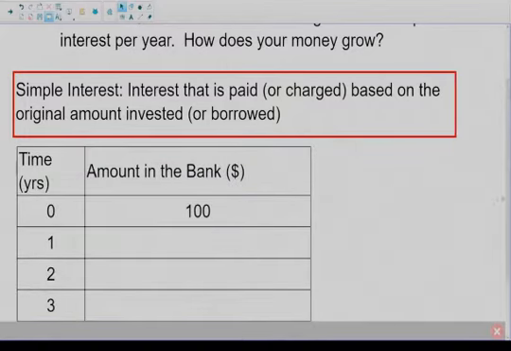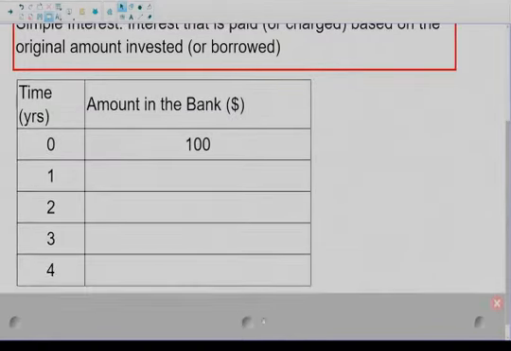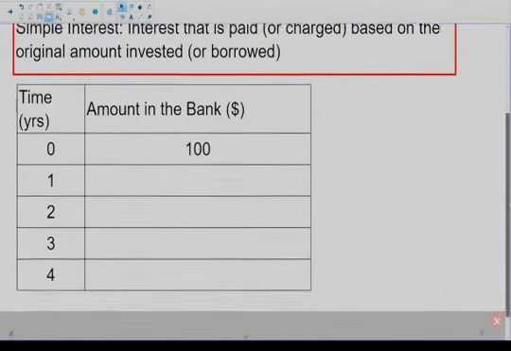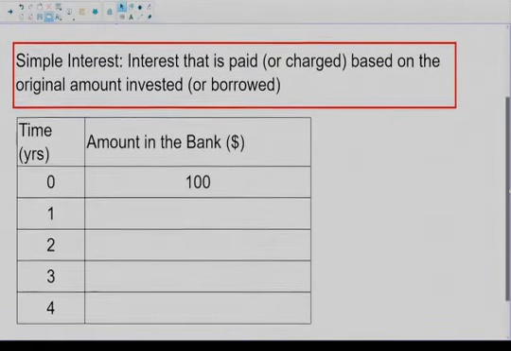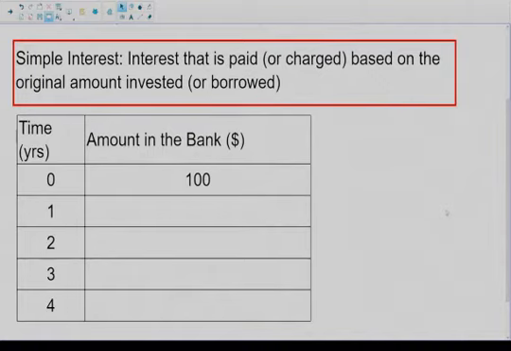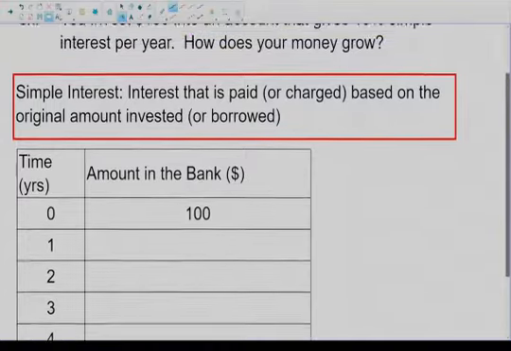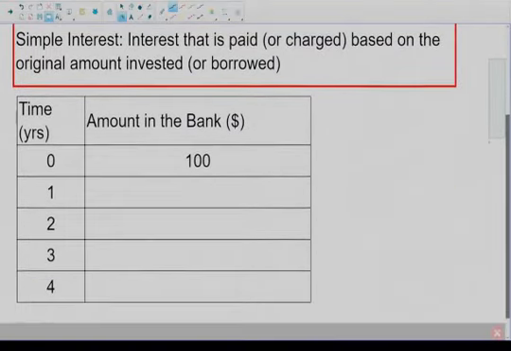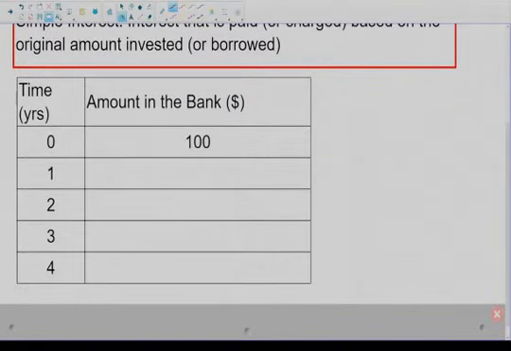So what we're going to do here is we're going to look at a table of values. It's always a good idea to look at a pattern in a table of values to try to understand what's going on. And in this table of values, I have the time in years as the X column, and I have the amount in the bank as the Y column. And as you can see from the example above, we invested $100, right? And we're making 10% interest on that $100.